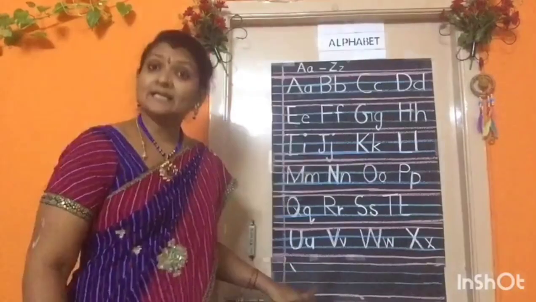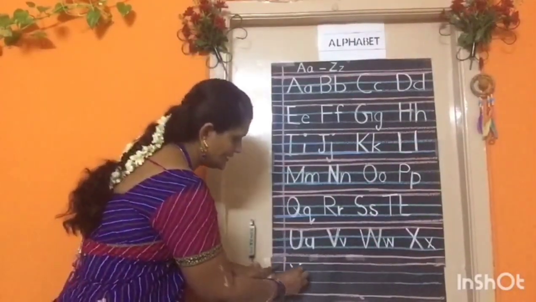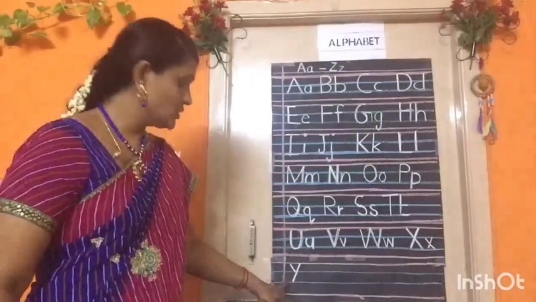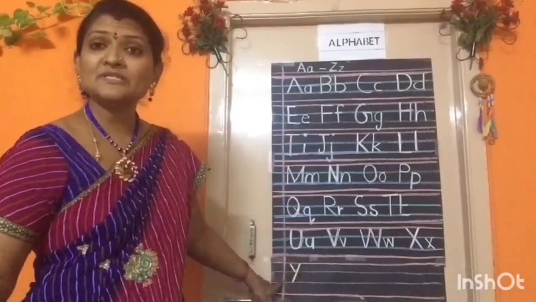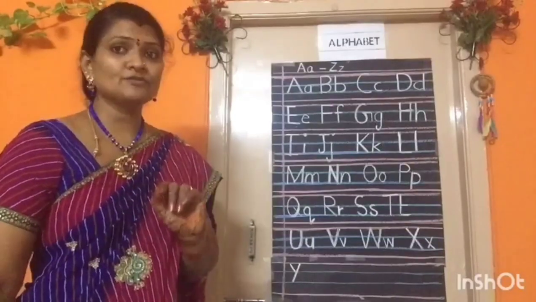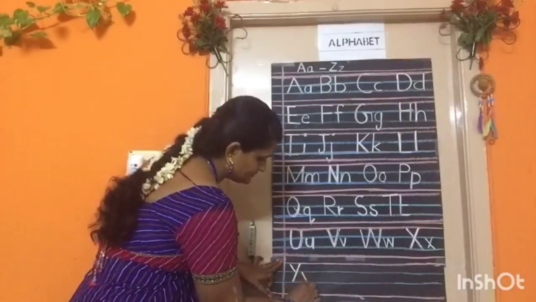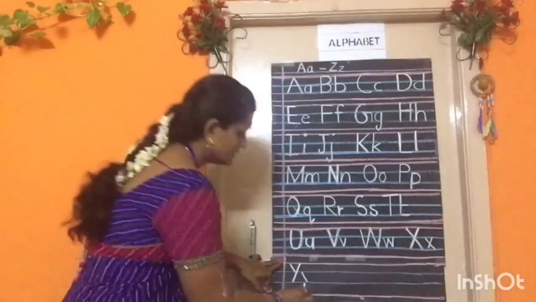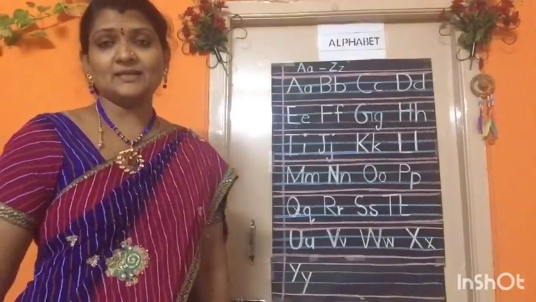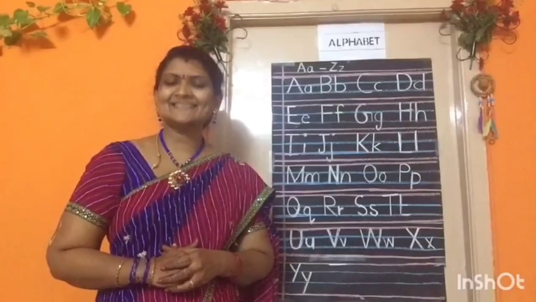Y. Left slant from pink line to blue line. Then right slant from pink line to second blue line. Capital Y. Now the same way, small y, you have to start from the blue lines. Slant line. Then right slant from blue line to pink line. Y says Y. Now what comes next?